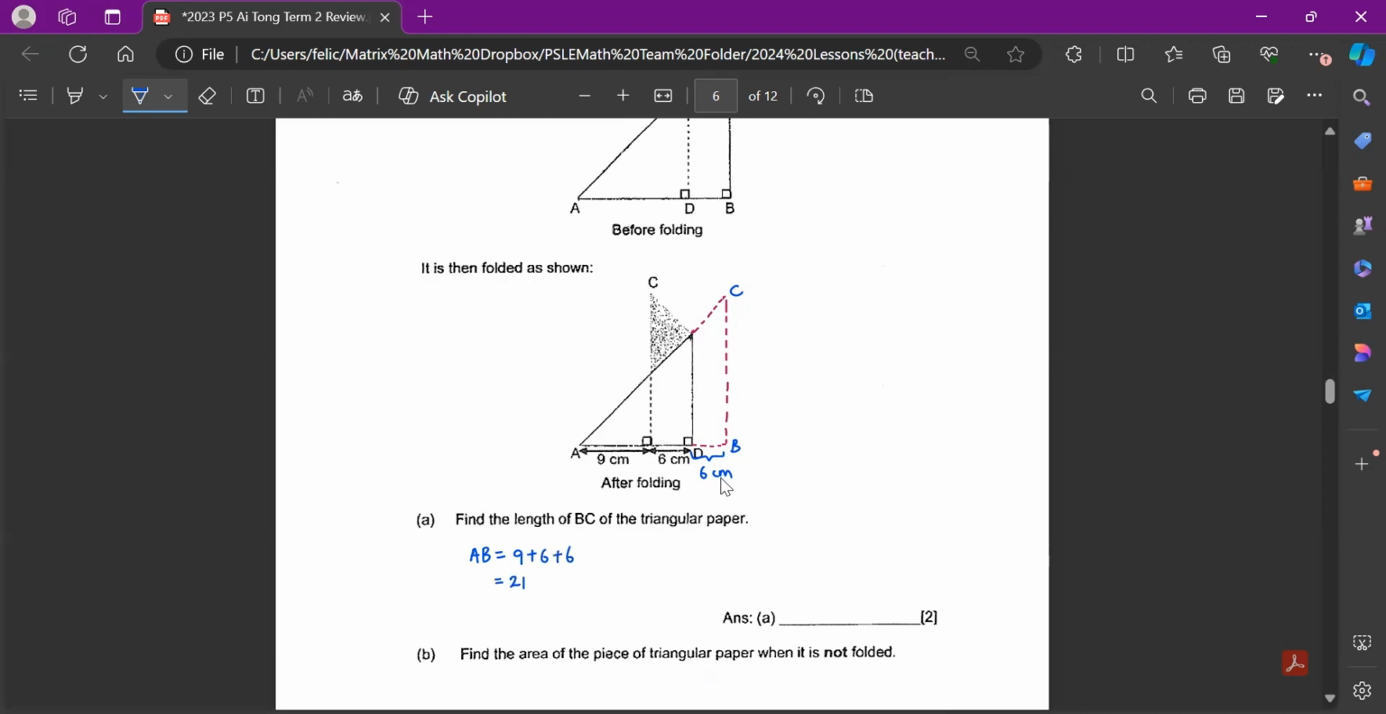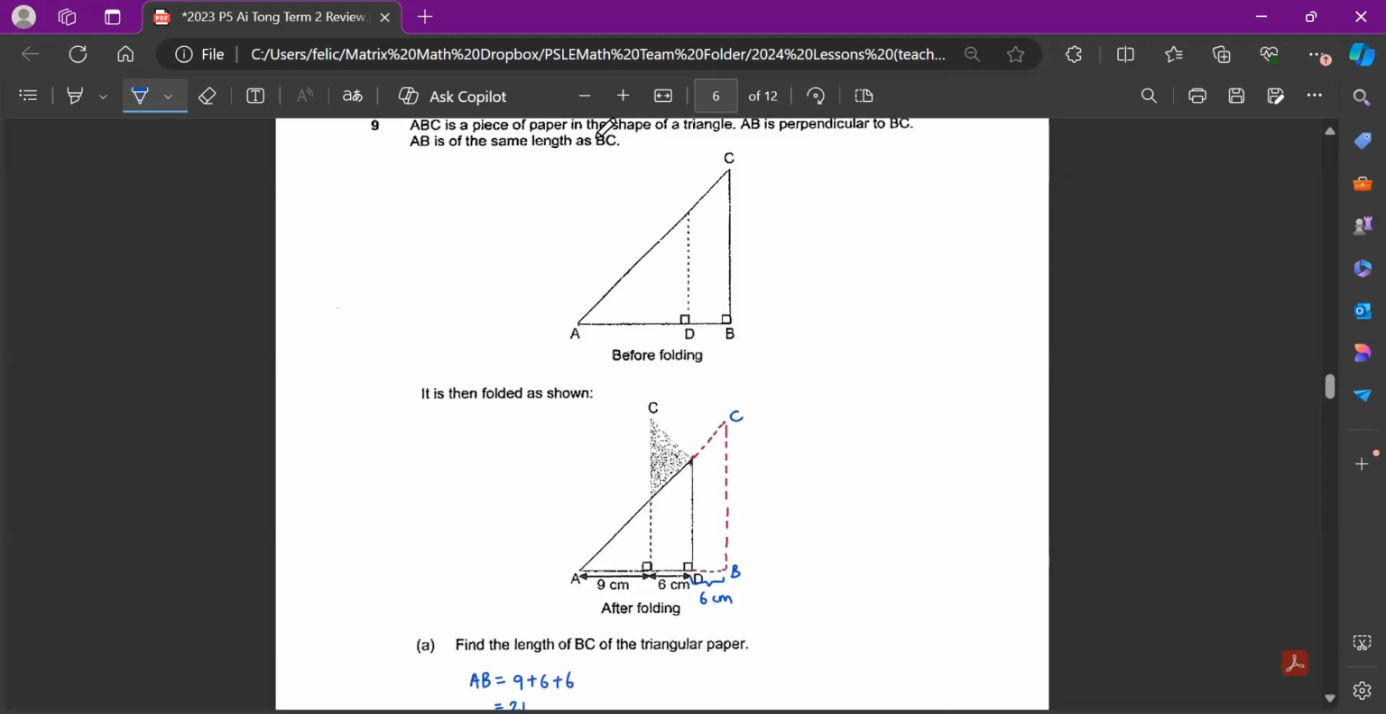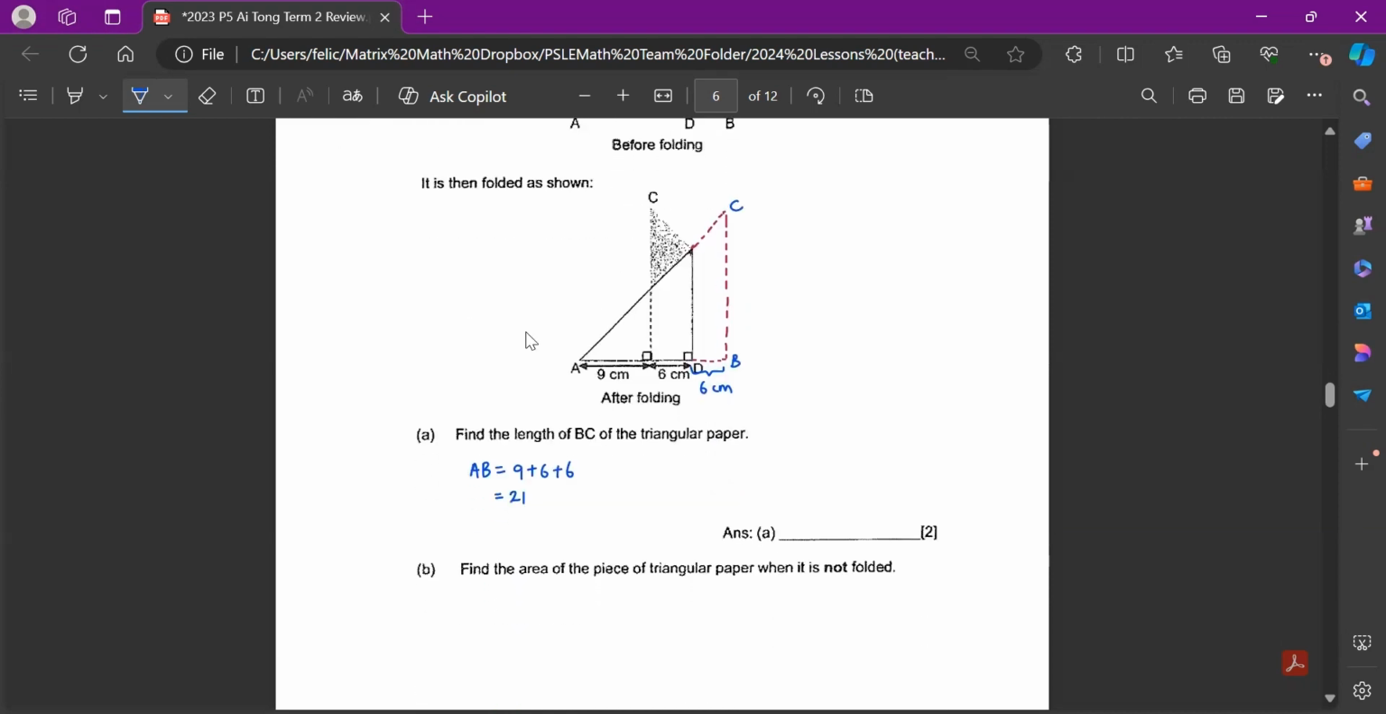Right? Now, if AB is 21, BC no issues because remember BC is the same length as AB. So BC equals AB, which equals 21 cm.